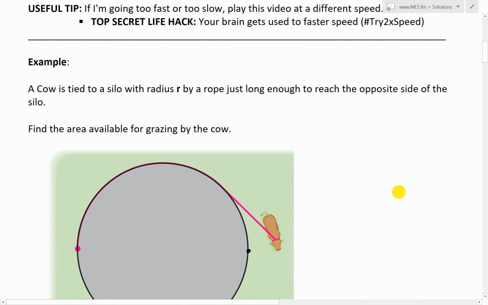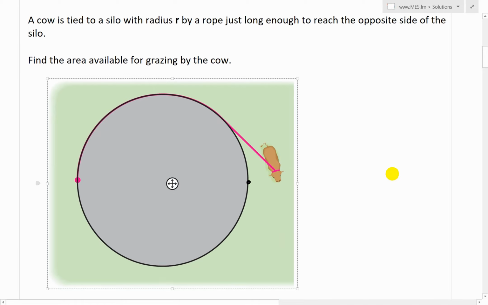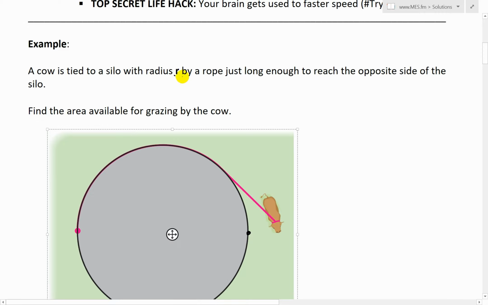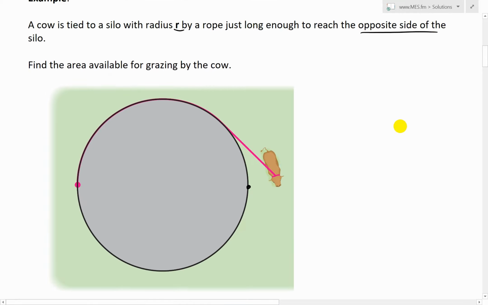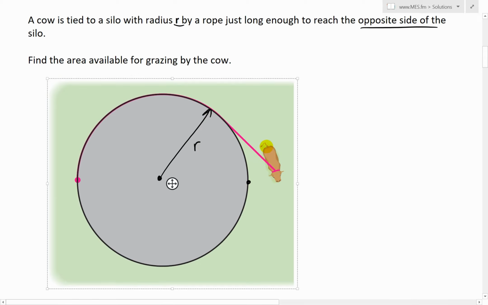So here's the example. It states a cow is tied to a silo with radius r by a rope just long enough to reach the opposite side of the silo. So here is a cow tied to the silo. The radius is r, and it's tied to it, just long enough to reach this point right there. And now we're asked to find the area available to the cow for grazing.